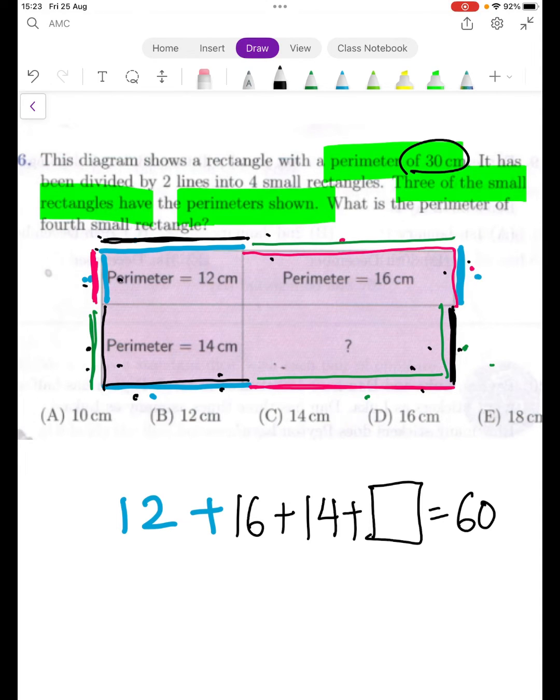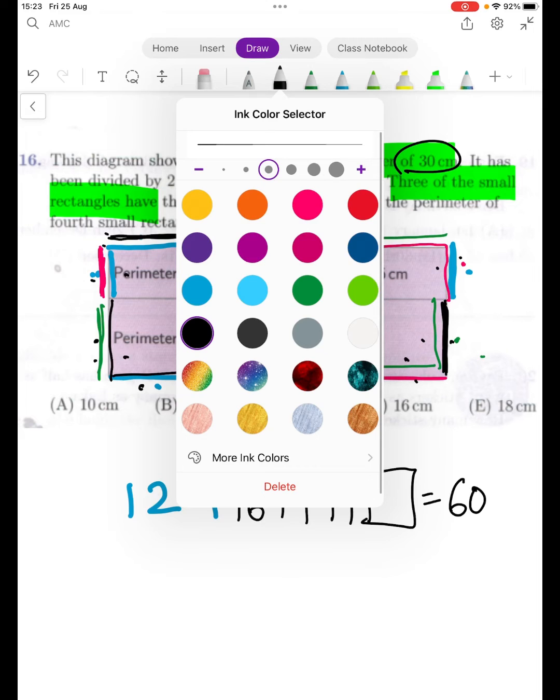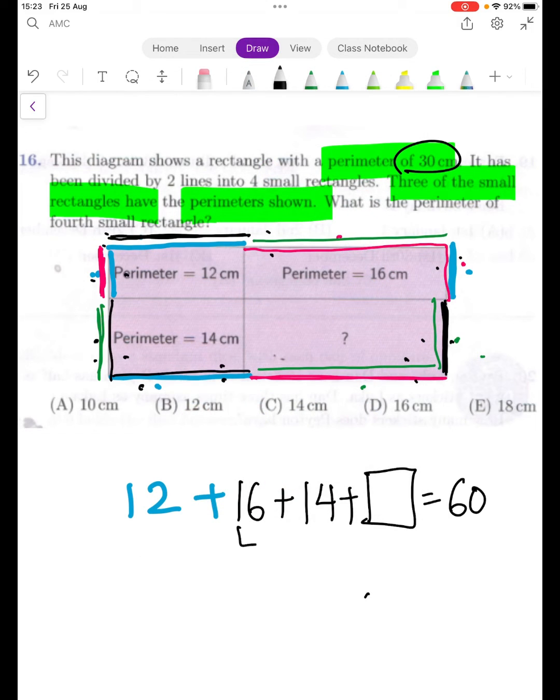Have a closer look at the diagram that I've just drawn. I hope you understand. If there are any questions, drop me a comment in the messages and I'll try to explain it more. And now we can just solve it.